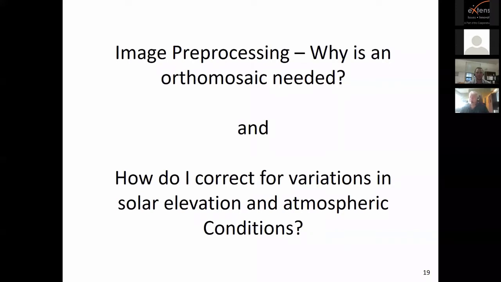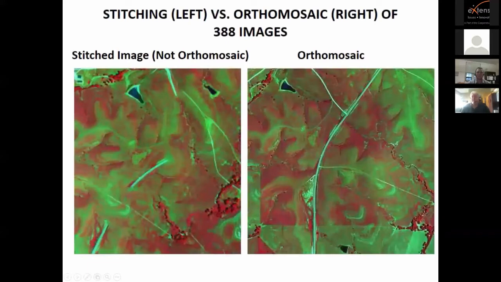First off, when you get the images, you should not assume that you can work with the images directly. There's lots of distortions in the imagery that need to be corrected before you can use it to do the kind of research work that many of you are probably interested in doing. The other question is, how do you correct for variations in solar elevation and atmospheric conditions? I'm going to address a couple of those questions.